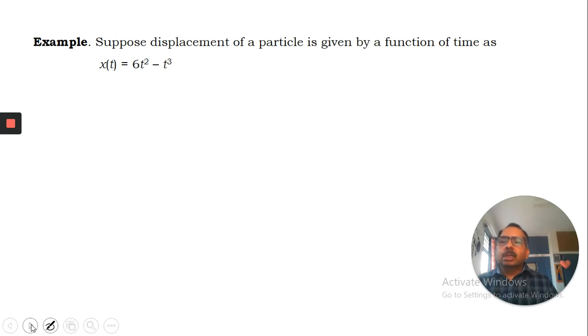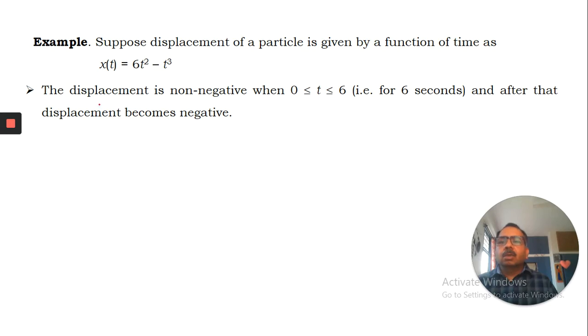So let us understand this concept of sign conventions by using an example. Let x of t be a displacement function which is given in terms of time. Notice that this displacement is non-negative when time varies from 0 to 6. When you take t equal to 0, you see displacement is 0. When you take t equal to 6, displacement is again 0. But if you take any time between 0 and 6, you will get a positive quantity.